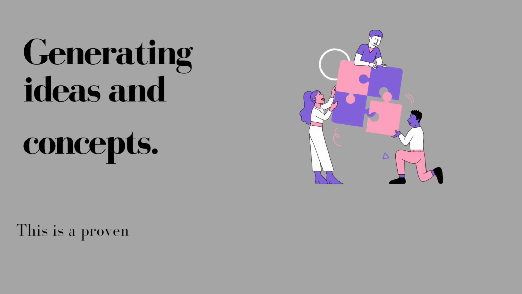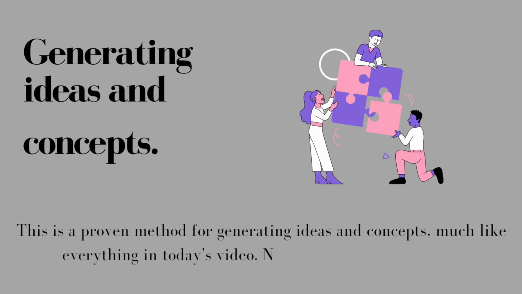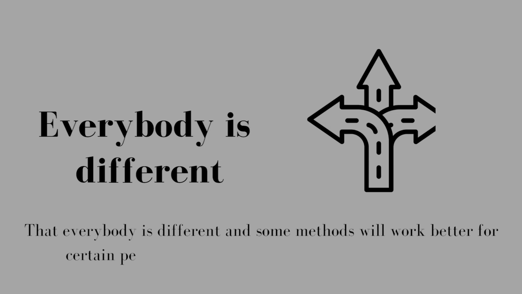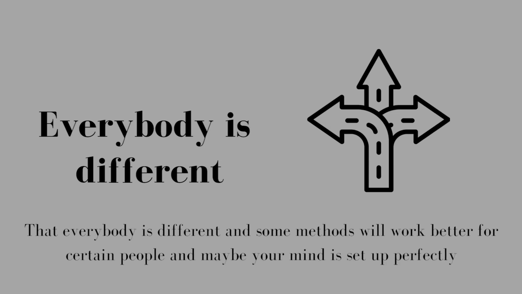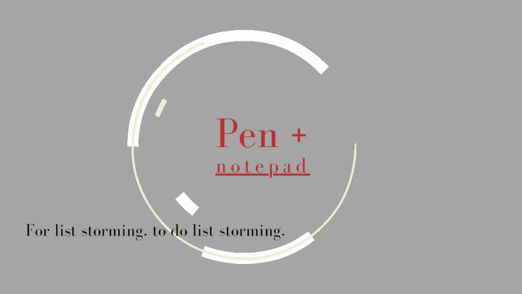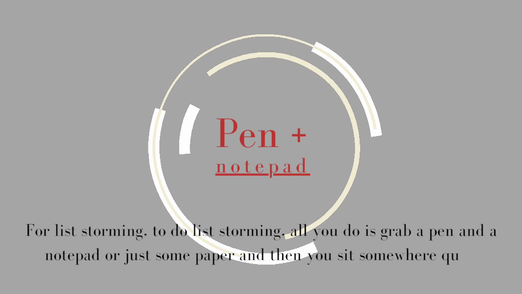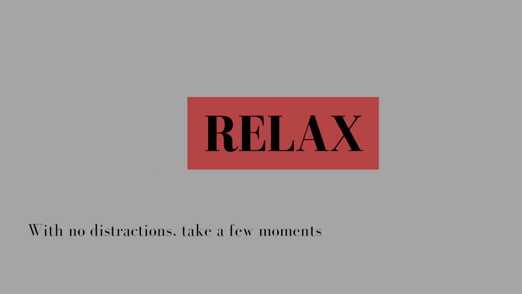This is a proven method for generating ideas and concepts, much like everything in today's video. Now it's common knowledge that everybody is different and some methods will work better for certain people, and maybe your mind is set up perfectly for list storming. To do list storming, all you do is grab a pen and a notepad or just some paper, and then you sit somewhere quiet with no distractions. Take a few moments to breathe and to relax, so your thoughts are really clear.